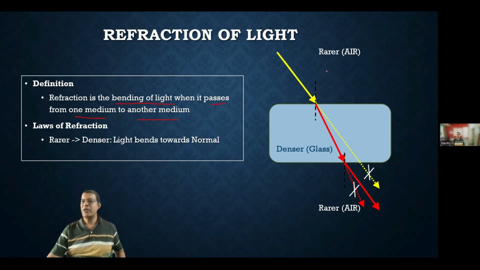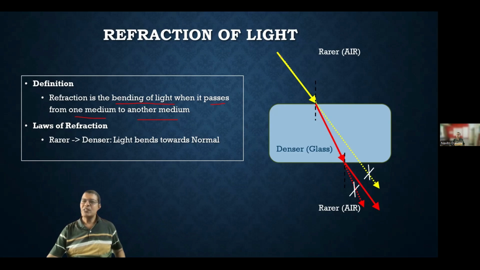Okay, here in this particular case, we have a glass, and glass is denser. Glass is optically denser than air. Hence, air is the rarer medium. Glass is the optically denser medium than air. So when light travels, light also travels. In this particular case, we are going to see about light.